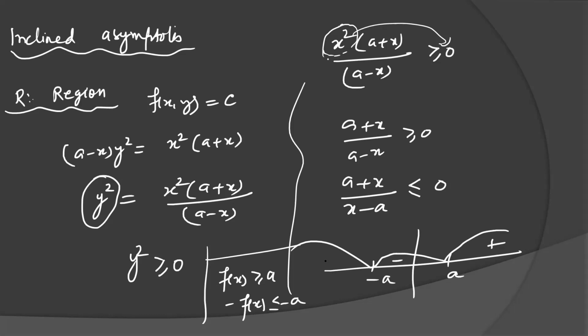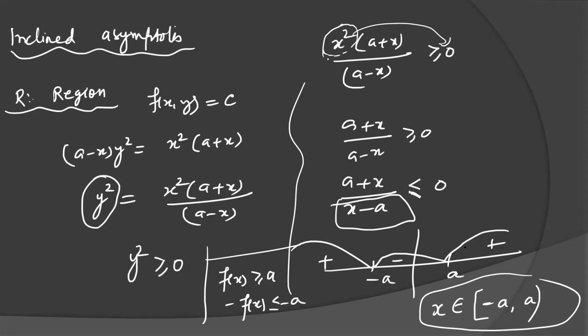Plus minus plus. You want less than 0, which means negative. So x will belong to minus a to a. Now see, a is the critical point of the denominator, and if you are using the equality sign, you cannot use a closed interval on a, you have to use an open interval. But at minus a you can use a closed interval, due to the equality sign. So in this domain only you can trace this curve.